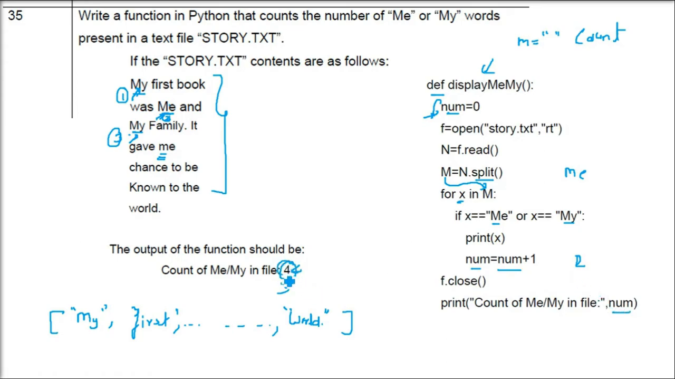But what I am trying to suggest here is how to get this 4. How to get this 4? You just have to add one more thing here, or x equals small me. We dealt with capital ME. This is small me. X equals small me. So this is how you have to change the program so that you get 4. Otherwise it will be 3. The count will be 3.